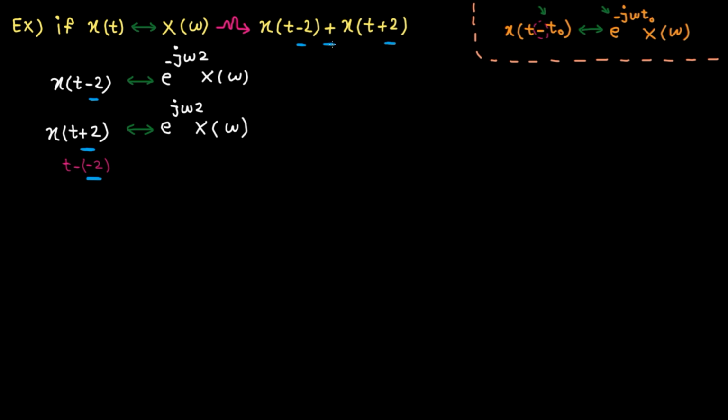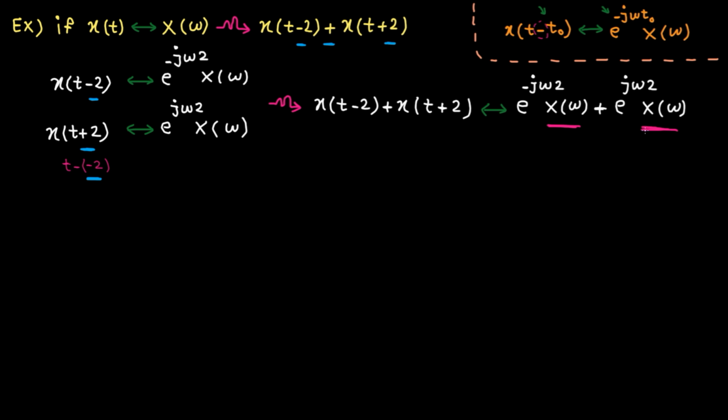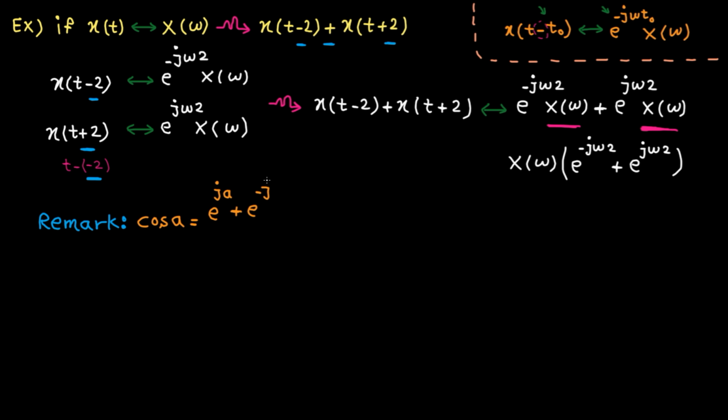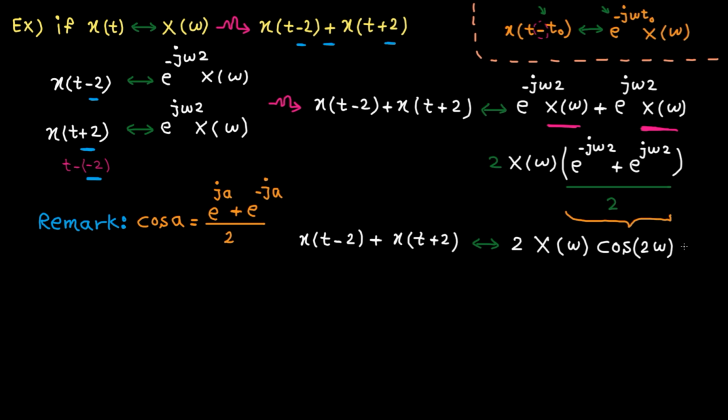Last step, we need to add them up. X(omega) is the common term, so let's factor it out. Here we go. As you recall from the complex numbers lecture, the cosine function can be presented in this form. Here 2 is missing at the bottom, so divide the whole thing by 2 and multiply it by 2. Basically it's the same thing. 2 can be cancelled by 2. Now you can call this term cosine 2 omega multiplied by the rest. Done.